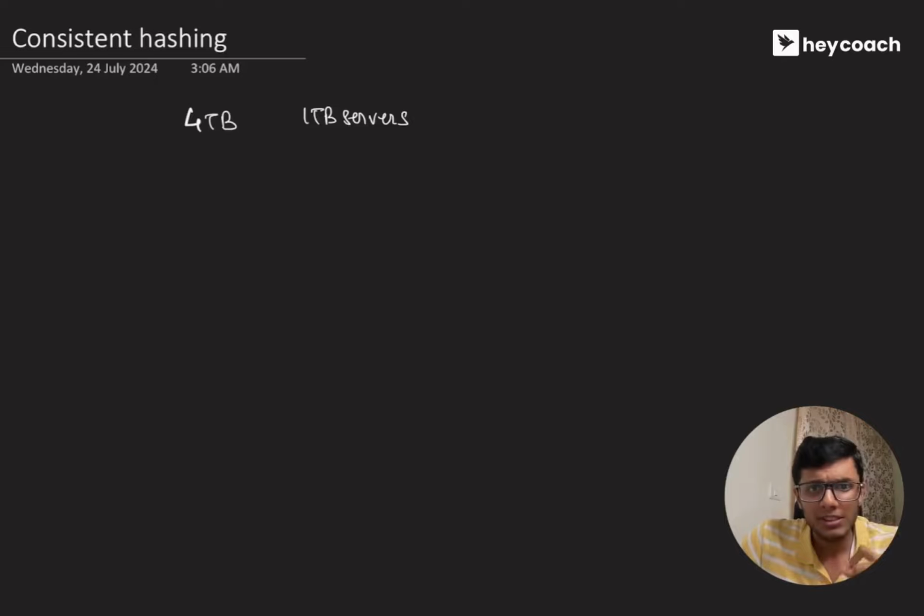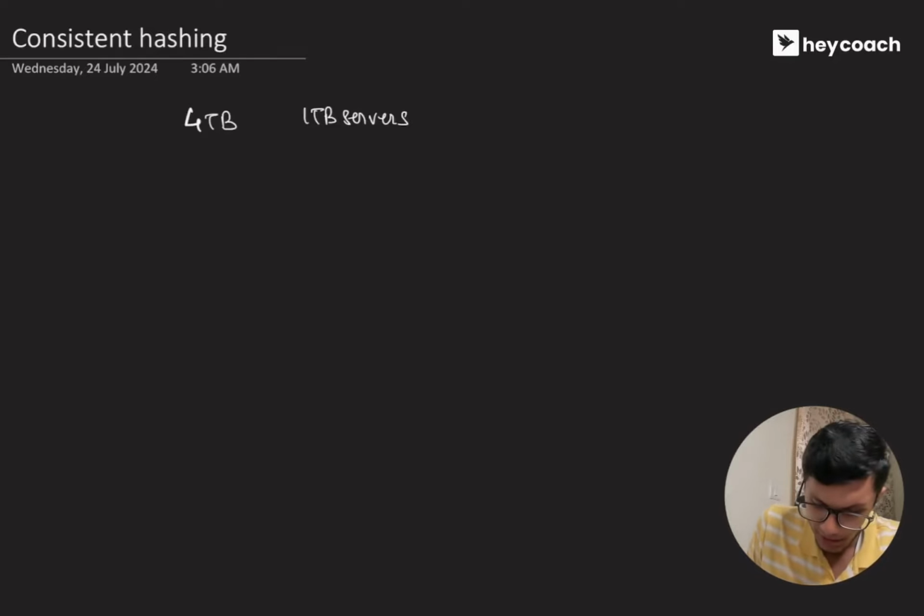So the problem is that we don't know which user's data will be present in which instance. So we need to determine that and we need some kind of algorithm for it, right? So let's talk about hashing and see how hashing can solve it. Okay, so first let's talk about what is hashing.